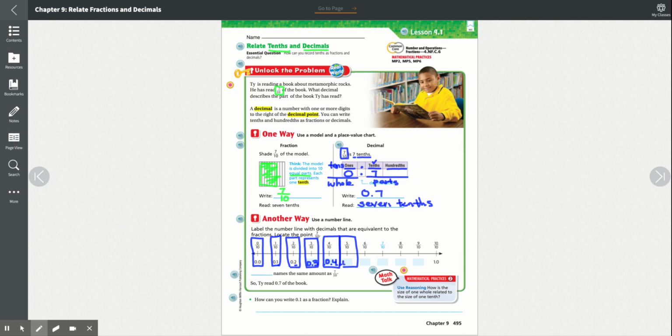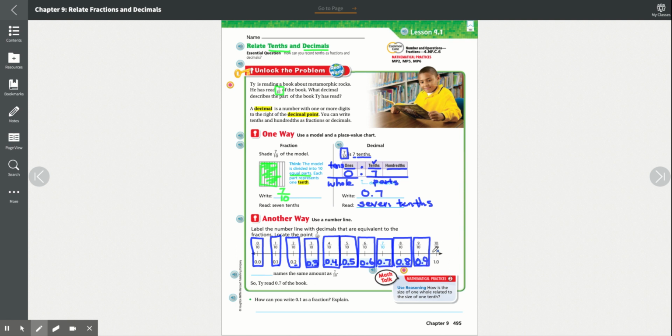5/10. 0 wholes and 5 in the tenths place. Let's keep going. 6/10. 0 wholes and 6 in the tenths place. 7/10 is what we're studying in this question about Ty's book. 0 wholes and 7 in the tenths place. Let's keep going just to finish it off. 8/10, 0 wholes and 8 in the tenths place. Let's keep going. 9/10, 0 wholes and 9 in the tenths place.